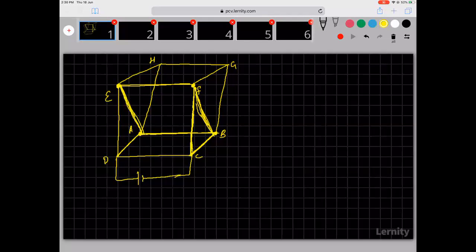Okay, so if I connected the wire, I will now redraw the circuit. So first thing is A and E are at the same point, and F and B are also at the same point, right? So now I'm going to redraw the circuit.